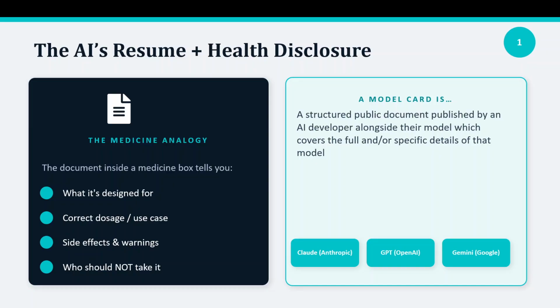It's a structured public document that an AI developer publishes alongside their model. Basically it explains what the AI was built to do, how it was trained, where it performs well and where it doesn't, and so on. Anthropic publishes one for Claude, OpenAI publishes one for GPT, and Google publishes one for Gemini. These aren't hidden. They are sitting on the internet right now. Most people just don't know where to look. So let's jump in.